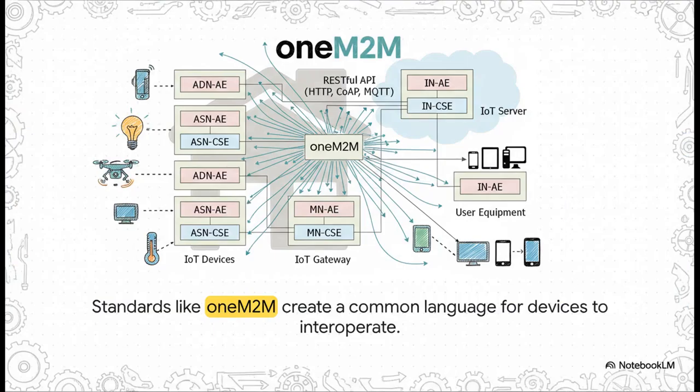Now, this diagram might look a little complex, but it shows something really, really important. This is a real-world example of a global standard called oneM2M. You can think of it like a universal translator for IoT devices. It defines the rules so that a smart light bulb from one company can talk to a smart thermostat from a totally different company. This interoperability is what makes the whole IoT ecosystem actually work.